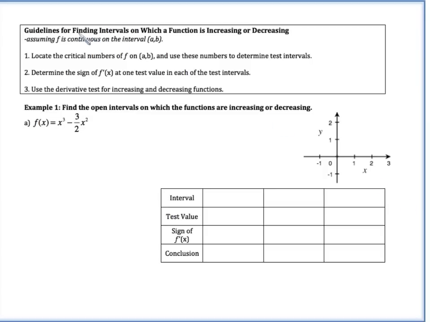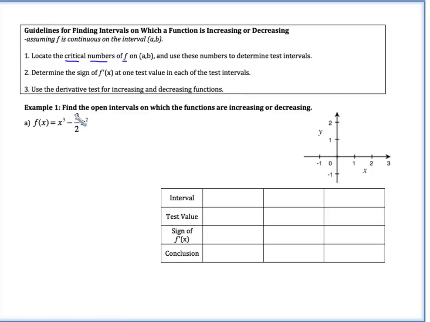Some guidelines for finding these intervals where the function is increasing and decreasing, and we're going to assume that f is continuous on the interval. It says locate the critical numbers of f on a and b and use these numbers to determine our testing intervals. Then we need to determine the sign of the derivative, f prime of x, at one test value in each of these intervals. And then use the derivative test for increasing and decreasing functions. So we're going to test whether it's positive, negative, or 0.